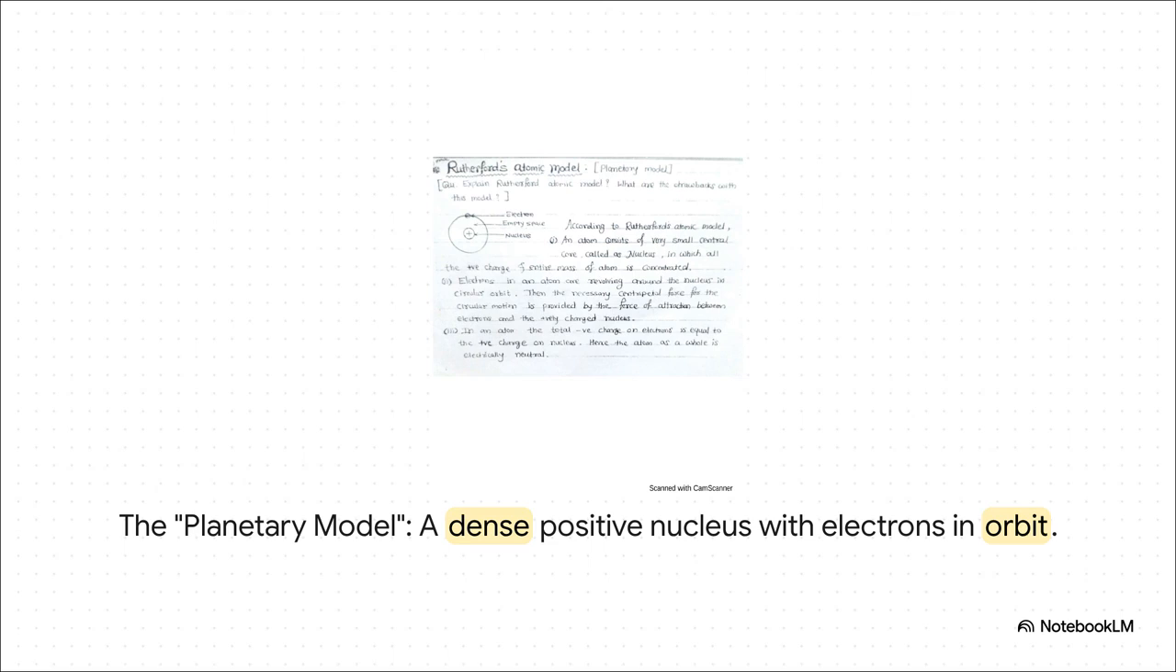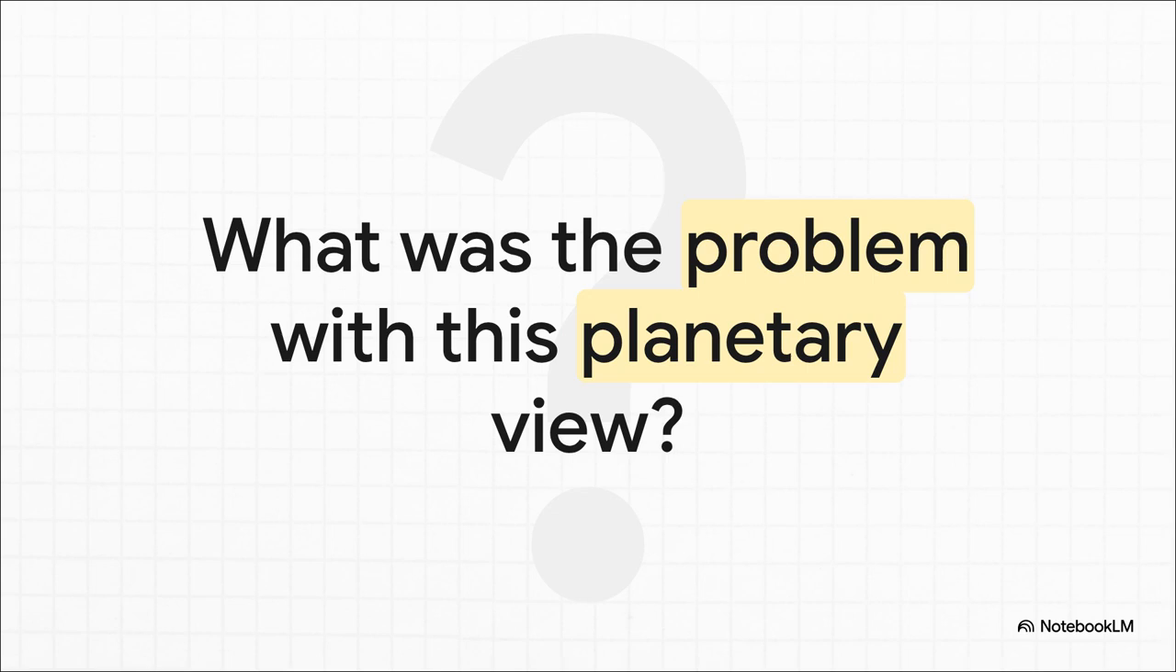I mean, think about it. We went from a featureless blob to this miniature solar system. The atom finally had a structure, a center. It was an elegant, beautiful idea. It's a great picture, right? It explained the gold foil experiment perfectly. But there was a huge problem.